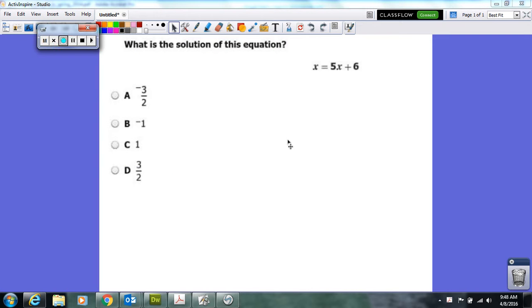All right, we have another multiple choice question here to review from the 2014 Math Grade 8 SOL test. This multiple choice says, what is the solution of this equation? Very straightforward question. This is simply a multi-step solution problem. So let's go ahead and begin working this one out.